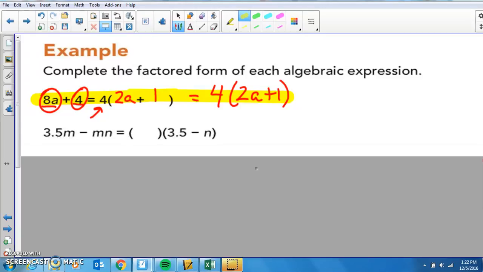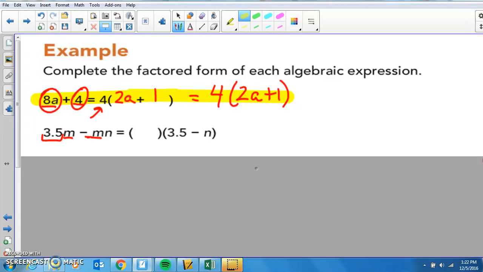All right, let's try this one. It's not going to work any differently than what we have done previously. Just because this one has a decimal doesn't mean we're going to do anything different. All right, but you'll notice here we have an m and we have an m. My coefficient here is 3.5. There is not a coefficient there.